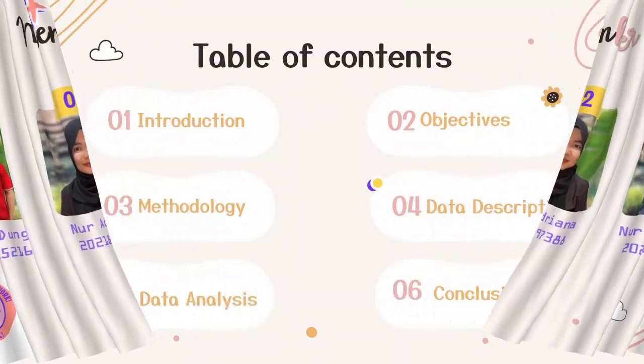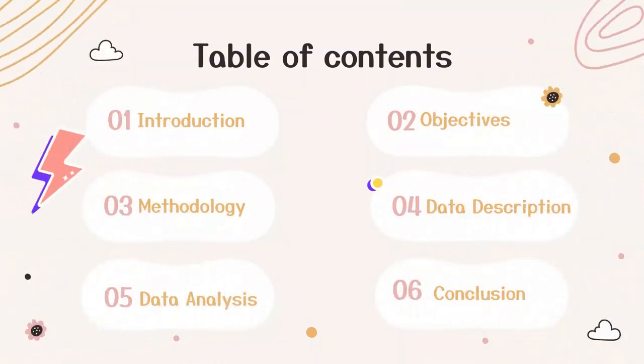Next, table of contents. So what is inside our research? First, we have introduction, followed by objectives of the study. Third, we have methodology. Fourth, data description. Fifth, data analysis, and lastly, we have conclusion.